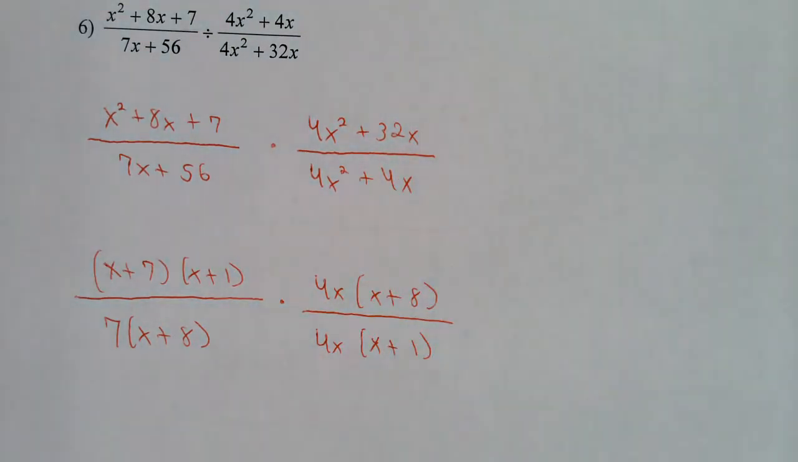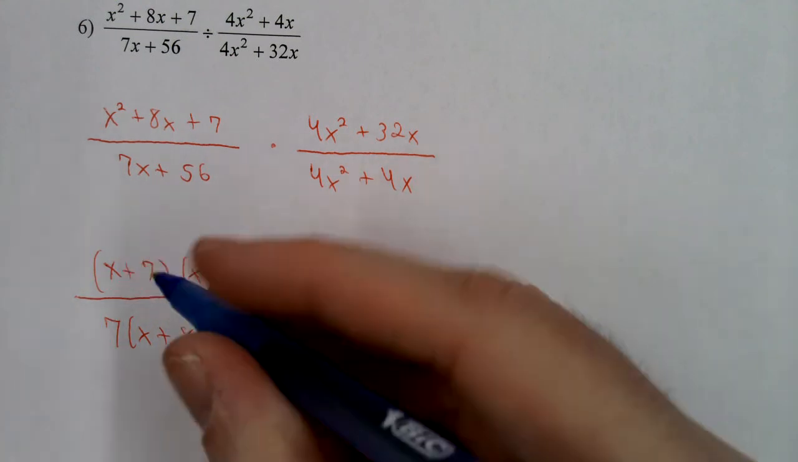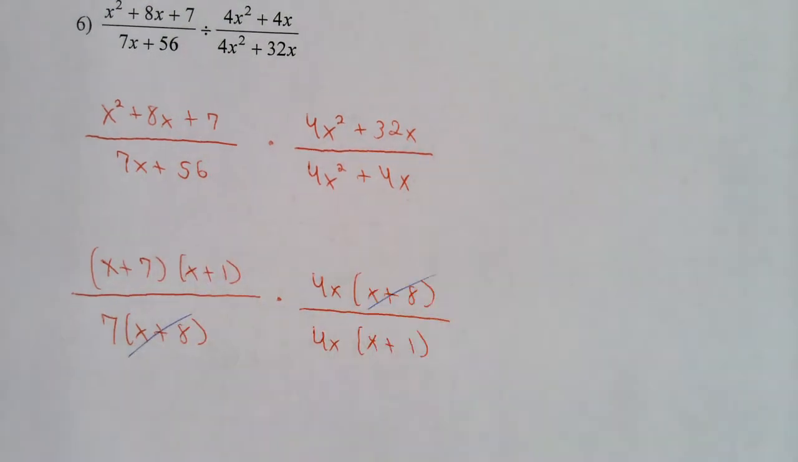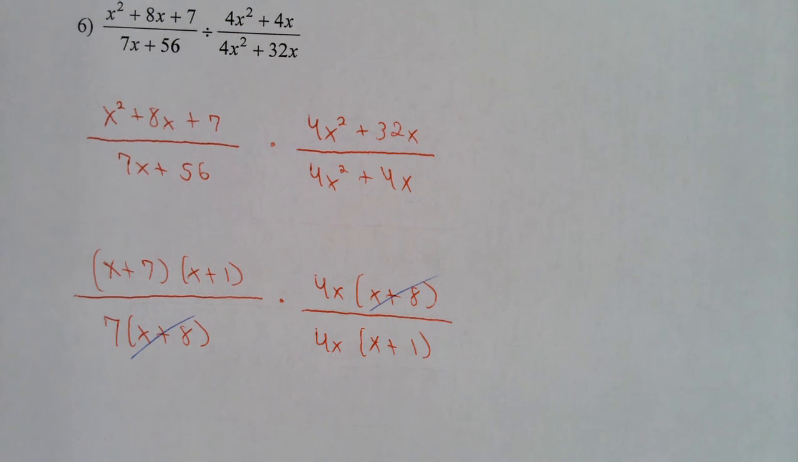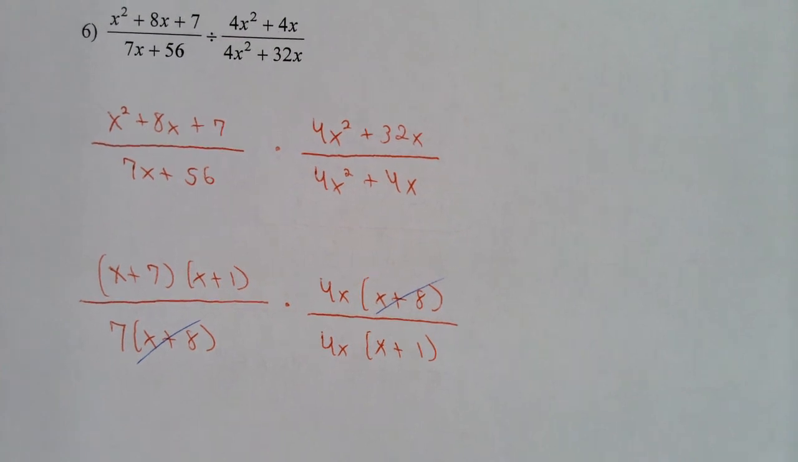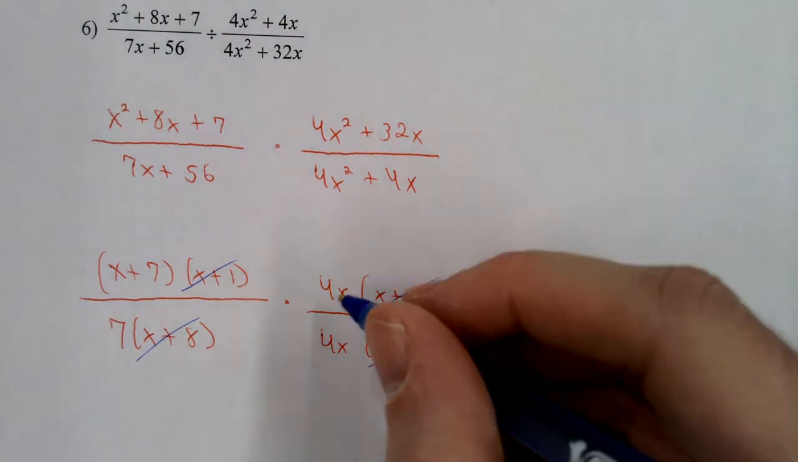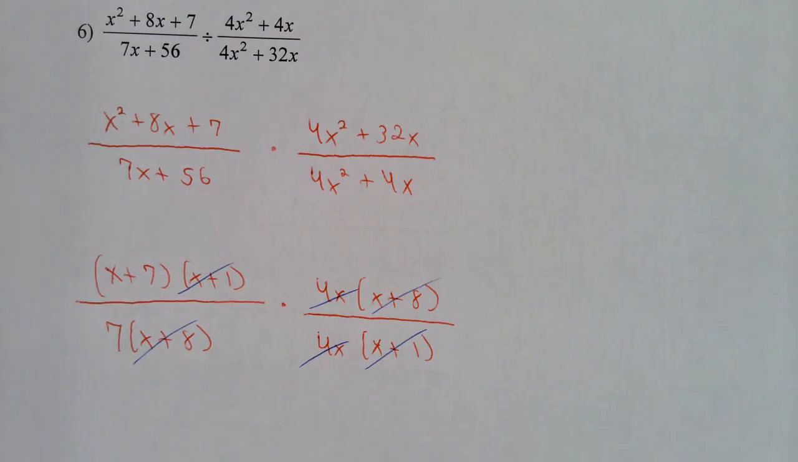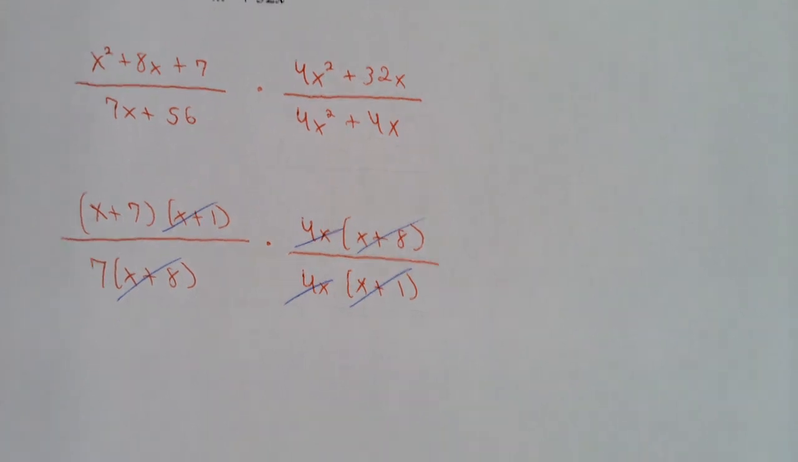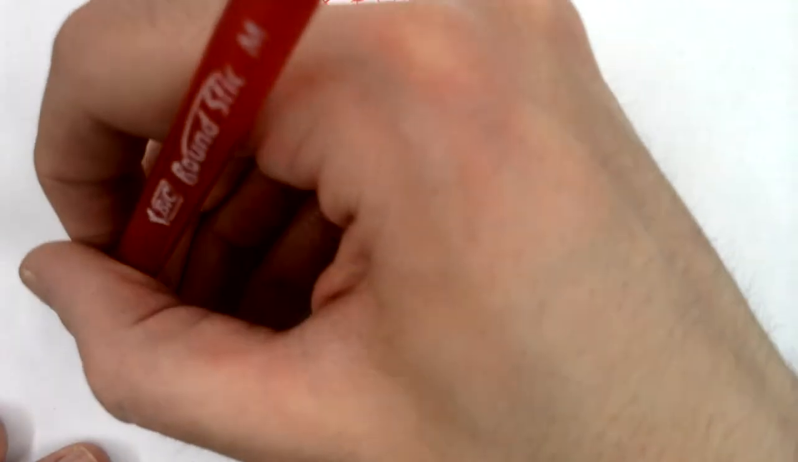Anyway, divide out the common factors now. X plus 8, x plus 8. X plus 1, x plus 1. 4x, 4x. Final answer is x plus 7 over 7. Then you have to do the restrictions.